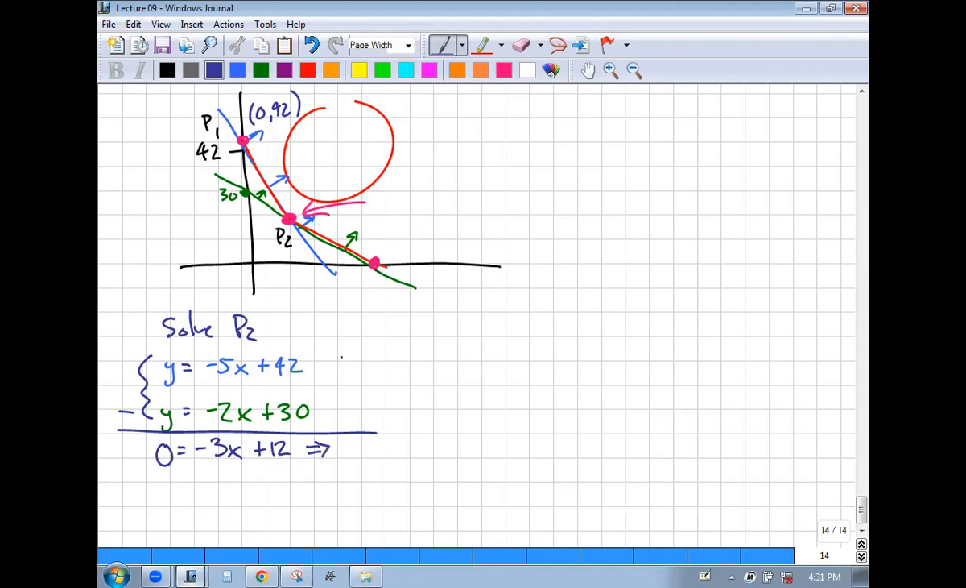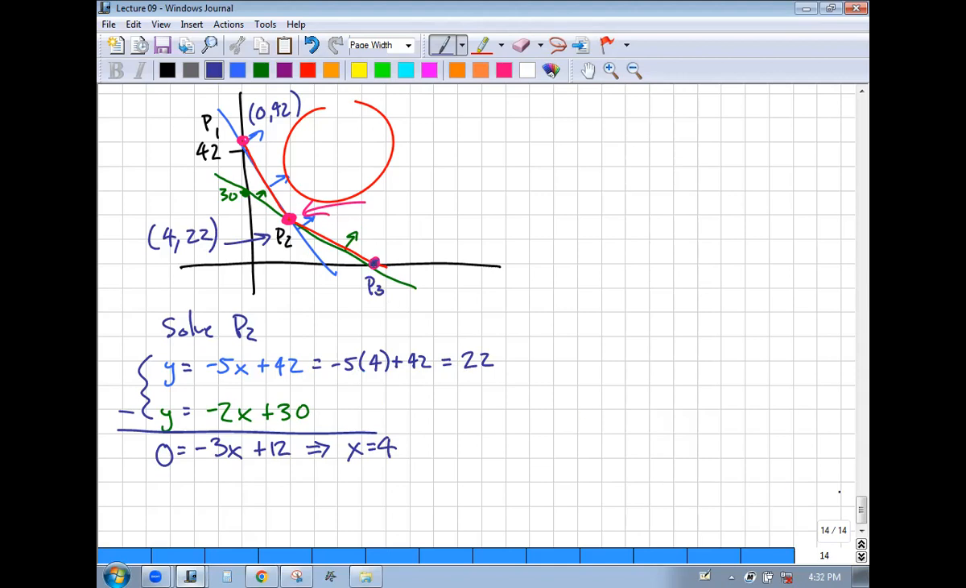So that means x, subtract 12, divide by 3. 12 divided by 3 is 4. So now I know what x is. Plug it in to figure out what y is. I got 42 minus 20 is 22. So P2 here is 4, 22. And now we need to know what P3 here is.